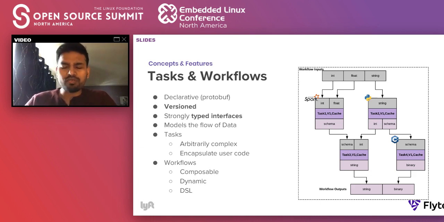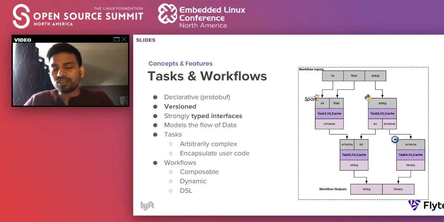If you take an example of a programming language, it would represent a function. And you can write a function, you can specify that it takes a few parameters, and it produces a few other parameters. This is called the interface of the task. A workflow orchestrates multiple tasks, managing the data flow between these tasks, and it itself takes some inputs and produces outputs. On the right-hand side is an example of a workflow. It takes an integer, float, and a string, and produces a string and a binary.